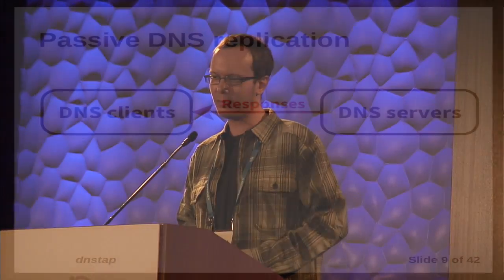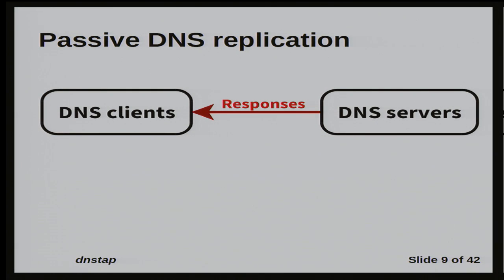And this brings us to the second motivating use case for dnstap, which is passive DNS replication, which in many ways is almost the complete opposite of query logging. So we're looking at not the queries from the clients towards the servers, but rather the responses from the authoritative name servers to the recursive servers. And we're focusing on the resource record content rather than the question being asked by a particular client.